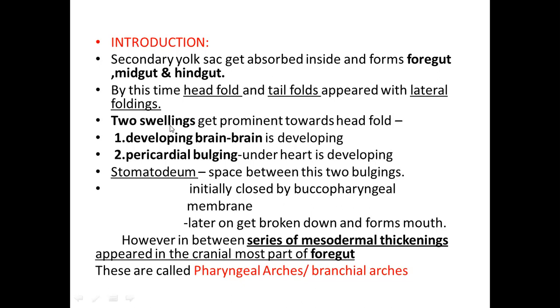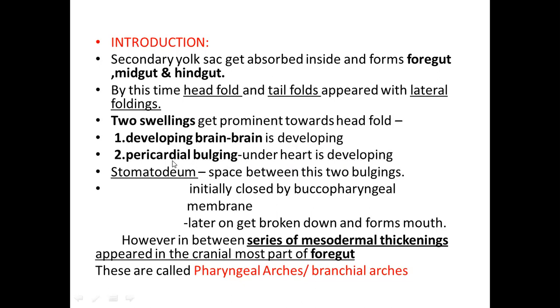Two swellings, meanwhile, get developed. These two swellings become prominent toward the head fold. One swelling is due to the developing brain, because below that the brain is developing very fast, and that creates a swelling. Another is just below it, that is the developing heart. That is a pericardial bulging, because below that the heart is again developing fast. That is the second organ to develop there.